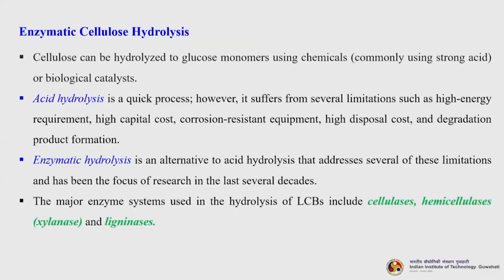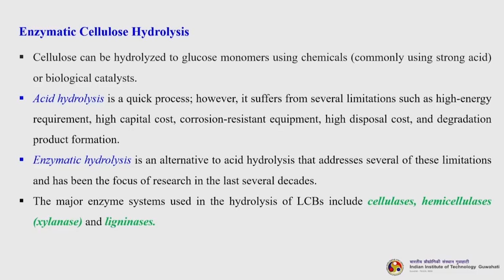Let us discuss the enzymatic cellulose hydrolysis. Cellulose can be hydrolyzed to glucose monomers using chemicals, commonly strong acid, or biological catalysts. Acid hydrolysis is a quick process, however, it suffers from several limitations such as high energy requirement, high capital cost, corrosion resistant equipment, high disposal cost and degradation product formation. Enzymatic hydrolysis is an alternative to acid hydrolysis that addresses several of these limitations and has been the focus of research in the last several decades.